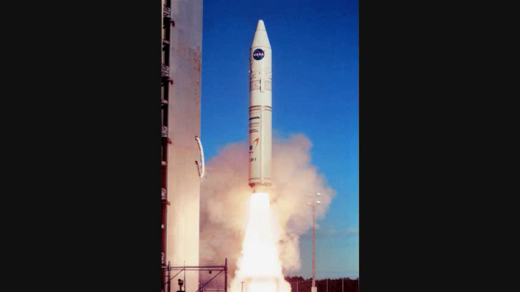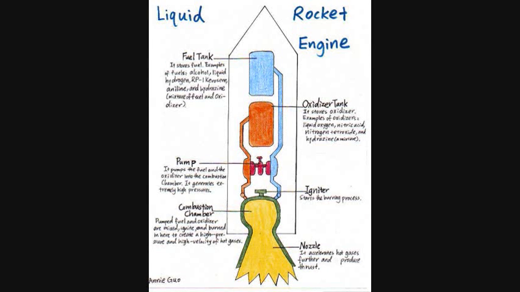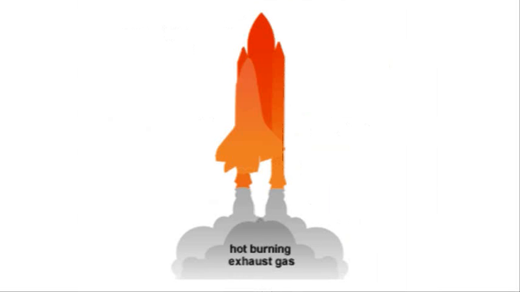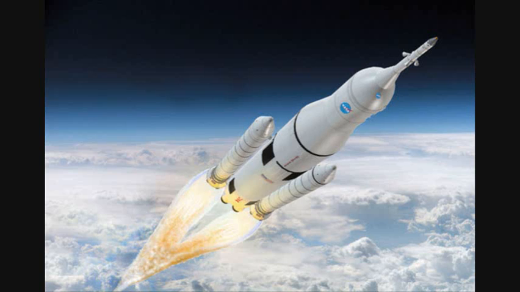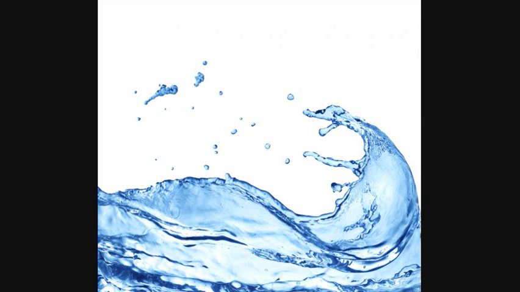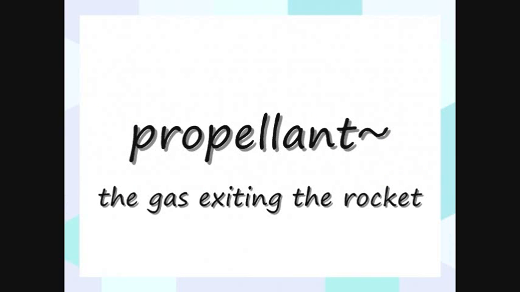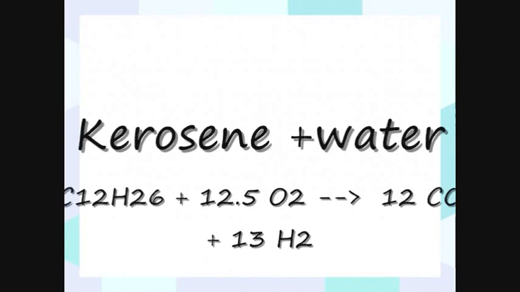Rockets also use gases to provide the propulsion they need to travel into space. The process of rocket propulsion starts by using an oxidizer to burn fuel cells of hydrogen or oxygen, which creates a large supply of hot gas. The increase in temperature causes the gas to rush out of the rocket, which provides the thrust that is needed to launch the aircraft out of Earth's orbit. Water is a byproduct of this process, and in space, this provides drinking water for the astronauts. The gas exiting the rocket is called the propellant. A sample propellant reaction is that of kerosene, which is C12H12 plus 12.5 O2, which becomes 12CO plus 13H2.